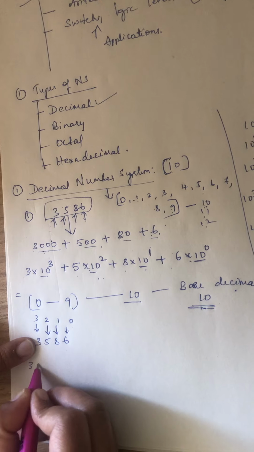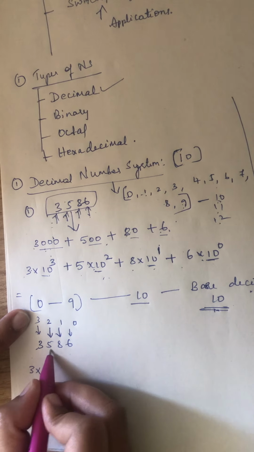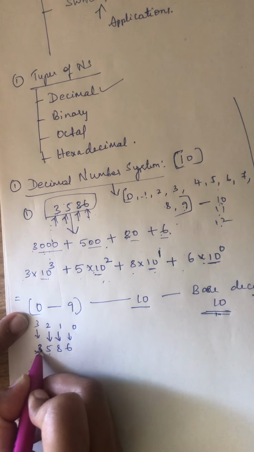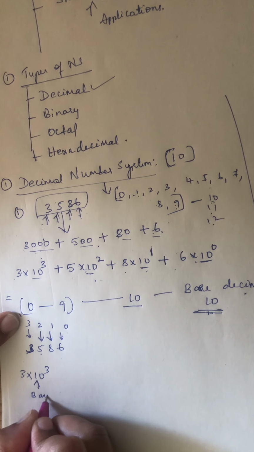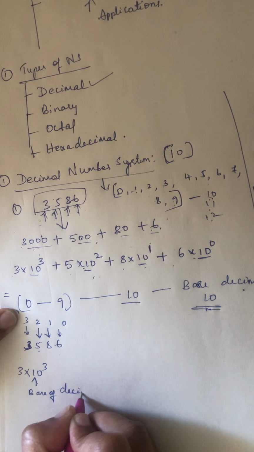Now what I will do: 3 into what is the position of that 3? The number 3 is at position 3. So 10 power 3. Why have I taken 10? This is the base of the decimal number system.